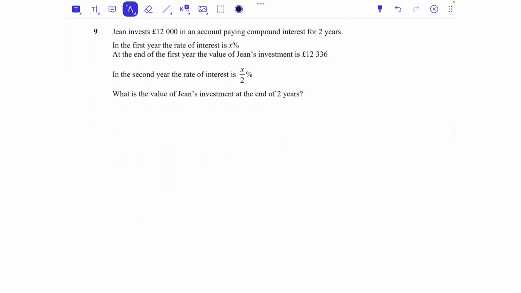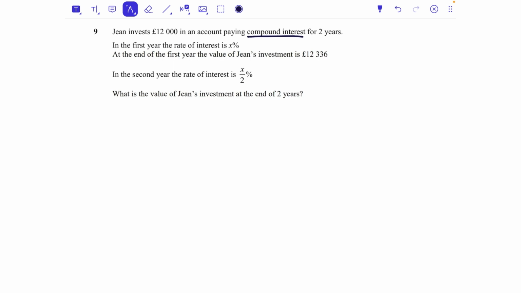Question number 9. Jean invests £12,000 in an account paying compound interest for 2 years. In the first year, the rate of interest is X%. So they're not telling us the interest rate, but we know it's X%. At the end of the first year, the value of Jean's investment is £12,336. In the second year, the rate of interest is X divided by 2, so half as much. What is the value of Jean's investment at the end of 2 years?